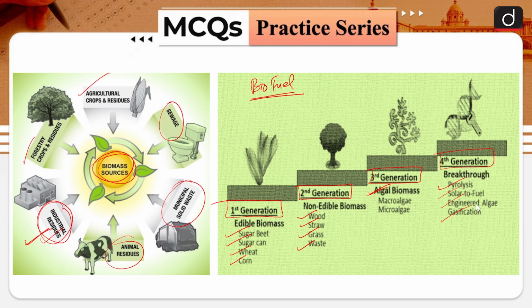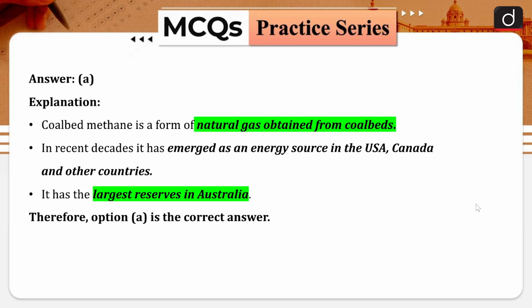Now moving further, this we have already discussed. When we are talking about coal bed methane, it is a form of natural gas obtained from the coal beds and not from the forest. And when we are talking about the largest reserves, these are found in Australia, and countries like USA, Canada, and others are actually emerging as an energy source of this particular coal bed methane.